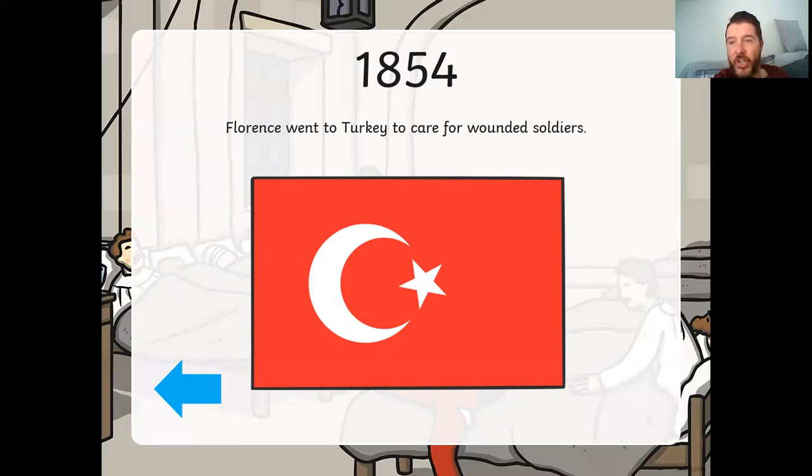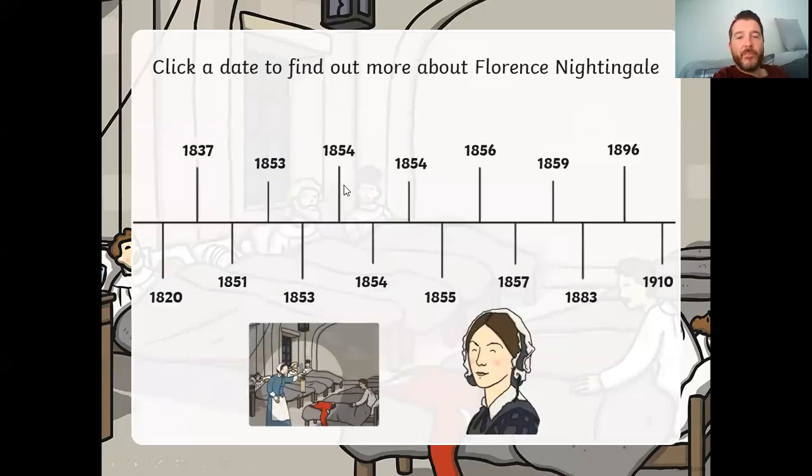She traveled the journey there, which would have been very expensive, and it wasn't paid for her. She would have had to save the money herself to go and work in one of the hospitals that took care of the injured soldiers.